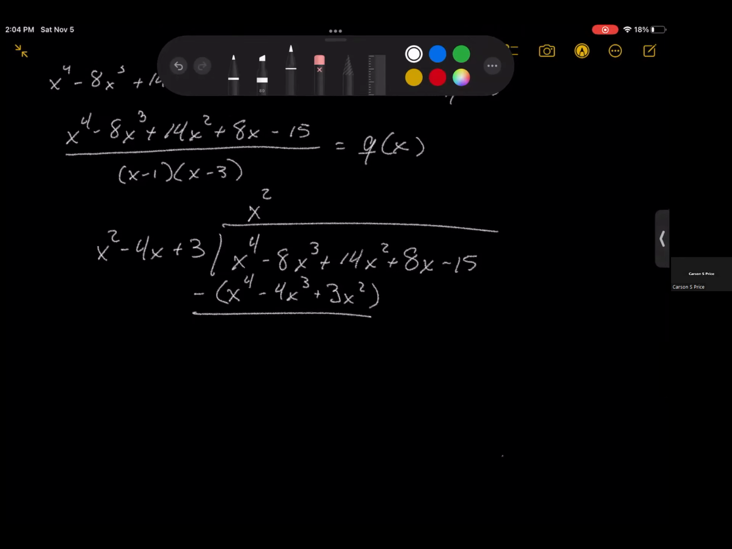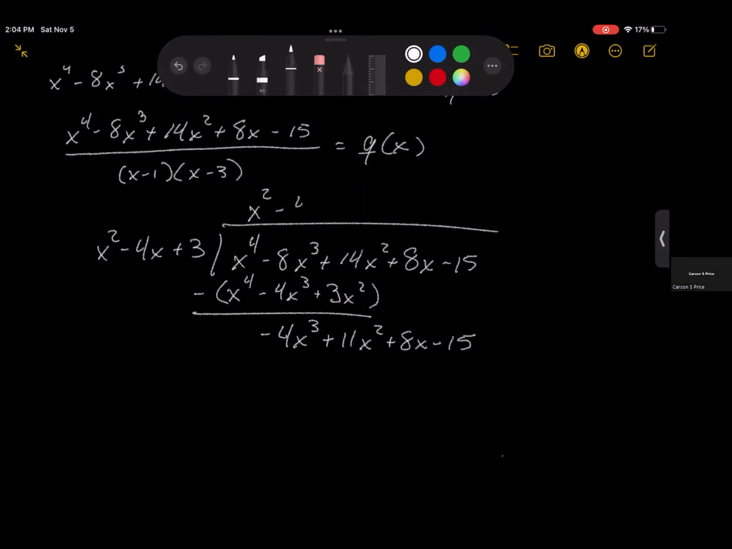x to the fourth minus x to the fourth is 0. I have minus 8x cubed plus 4x cubed. So I have minus 4x cubed. I have plus 14x squared minus 3x squared. So I have plus 11x squared. I have 8x minus nothing. So I still have that plus 8x. And I still have that minus 15. All right, let's do this again.